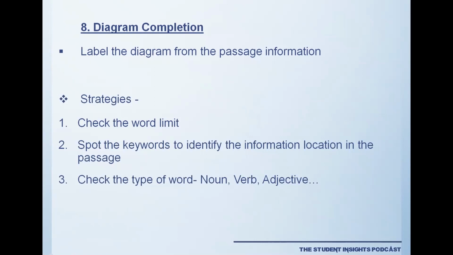Again, in this, check the word type: noun, adjective, verb. What is the correct word that they're looking for?